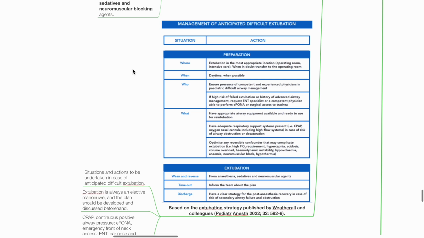Optimize any reversible confounders that may complicate extubation, such as high FiO2 requirement, hypercapnia, acidosis, volume overload, hemodynamic instability, hypovolemia, anemia, neuromuscular blockade, and hypothermia. The extubation phase is divided into 3 sections: wean and reverse, time out, and discharge. Wean and reverse from anesthesia, sedatives, and neuromuscular blockers. Time out: inform the team about the extubation plan. Discharge: have a clear strategy for post-anesthesia recovery in case of risk of secondary airway failure and obstruction.